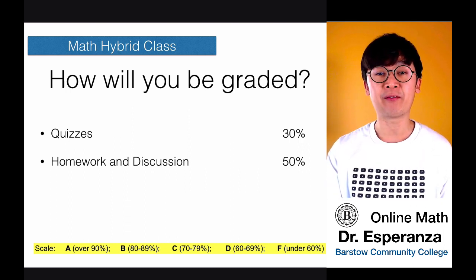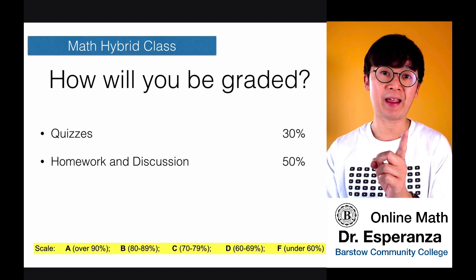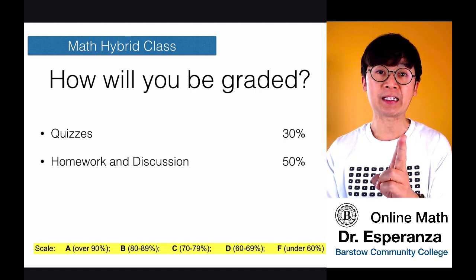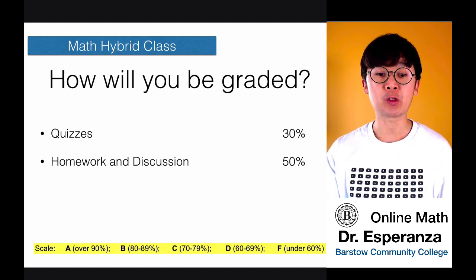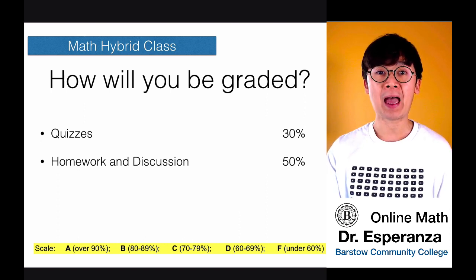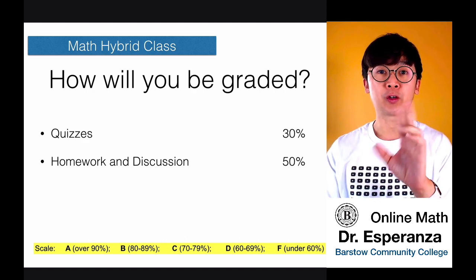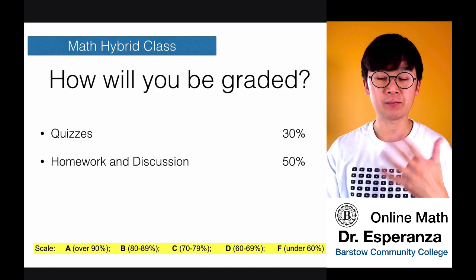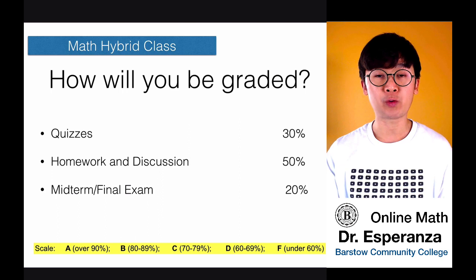And to earn the full credit for our discussion forum, one, you need to post your initial entry, and two, you need to respond to at least one of your classmates' entries. So to be able to get the full credit for your discussion grade, you need to have two entries. One is your own personal entry based on our discussion prompt, and two, your response to any of your classmates' posting. And your midterm and your final exam is worth 20%.